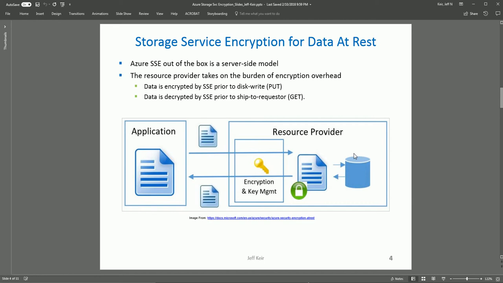We're putting all of the overhead, all of the processing on the server side. It's operating inside Microsoft Cloud Service. They're taking on the burden and putting their resources towards making your experience as fast as possible, even knowing that you're using 256-bit AES encryption.